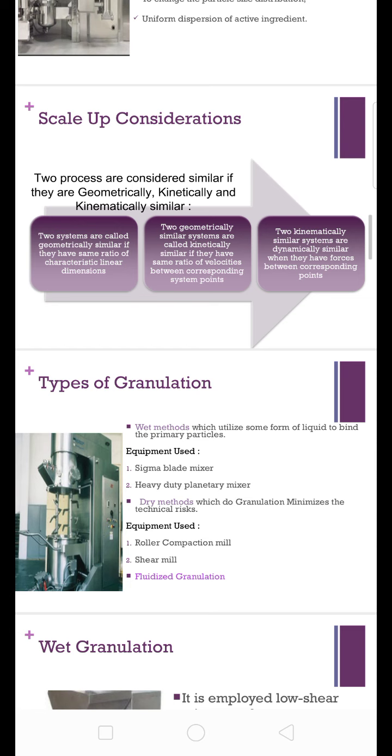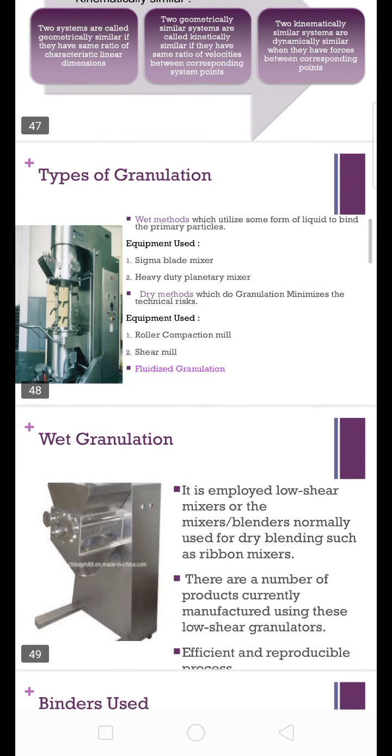Two geometrically similar events are called kinetically similar if they have the same ratio of velocity between corresponding system points, right? The motion, the rate of movement, has relatively the same ratio of velocity. And two kinematically similar systems are dynamically similar when they have the same ratio of forces between corresponding points.